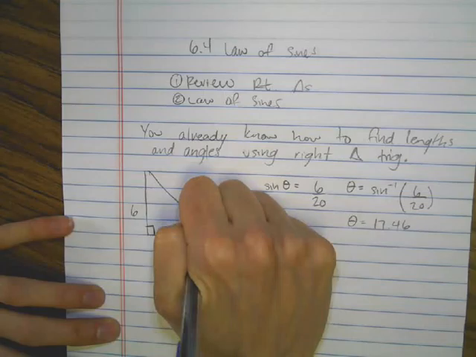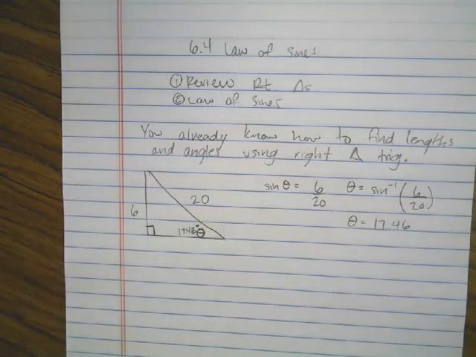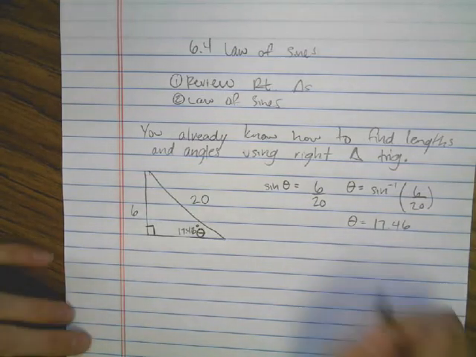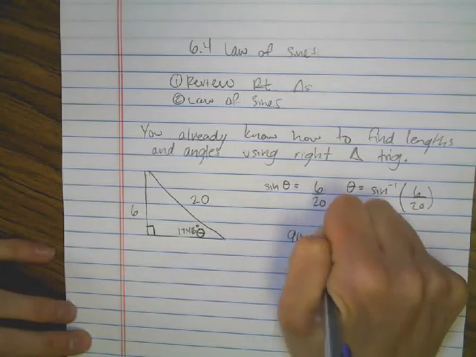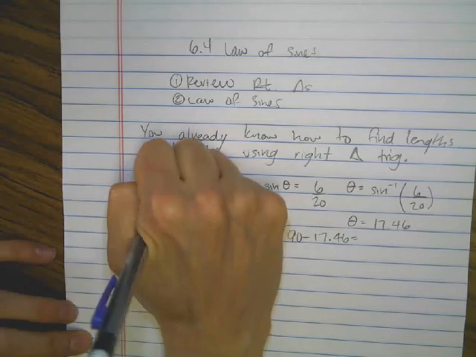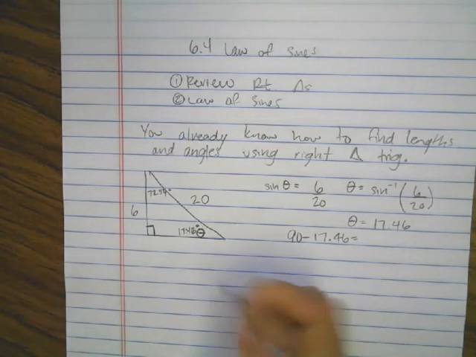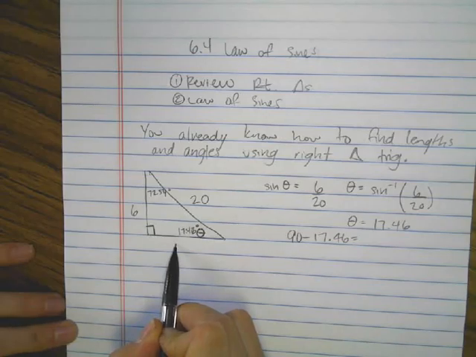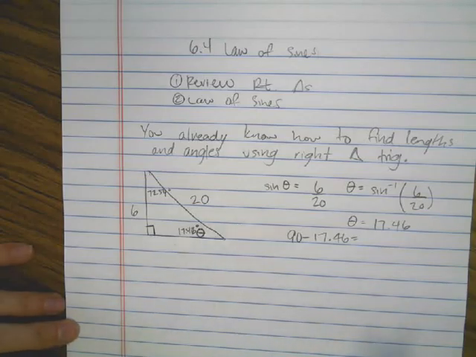And then to find the other angle, what would you do? Subtract it from 90. You guys are right, it has to do with 90. So we get 90 minus 17.46, and that gives us 72.54 degrees. And how do you get this side? You can do it more than one way. You guys are both right. You can do it two ways.